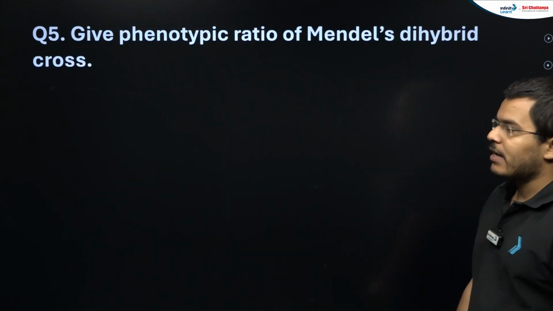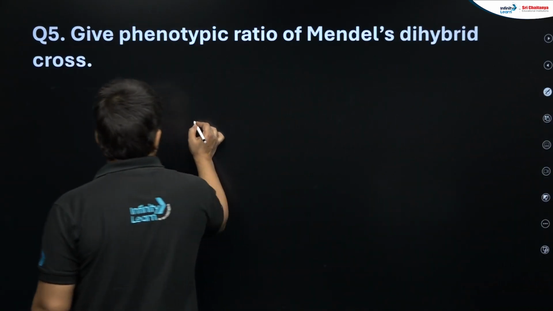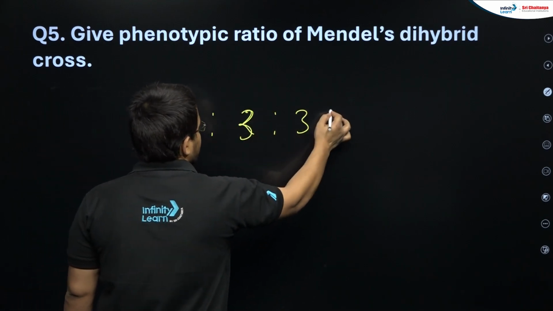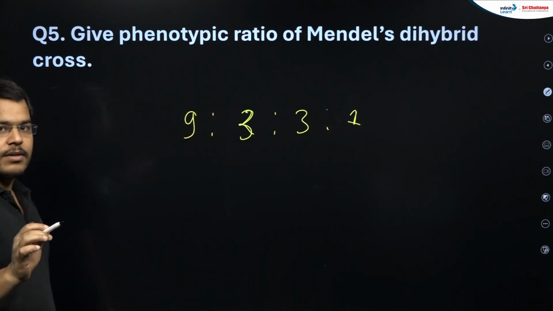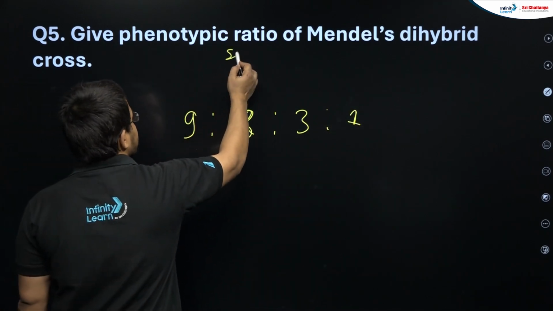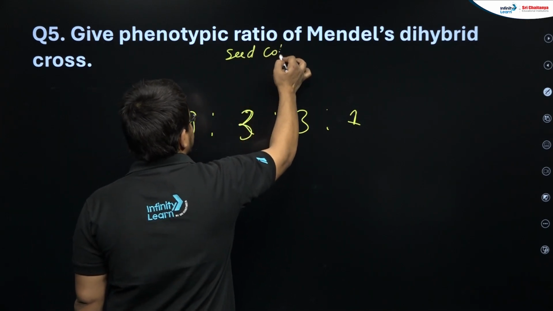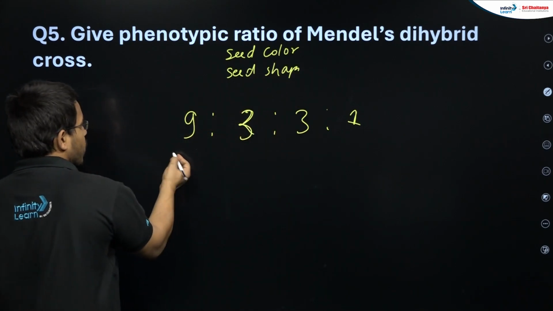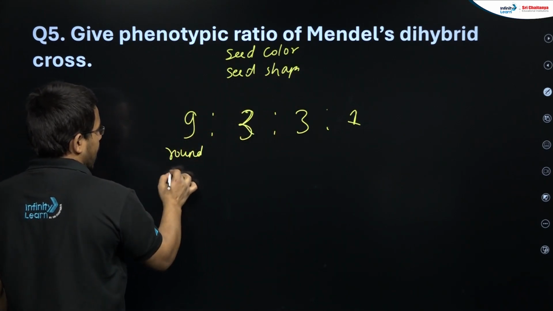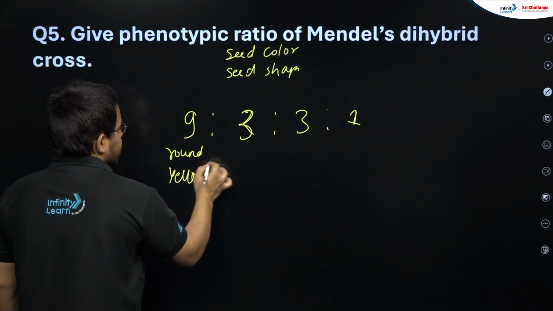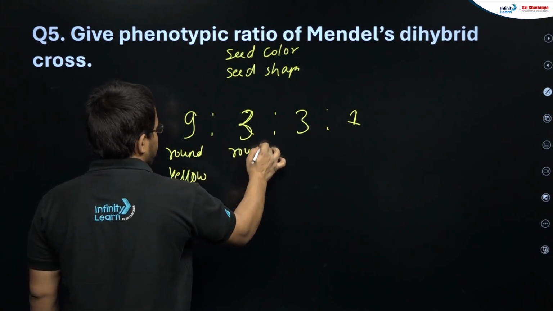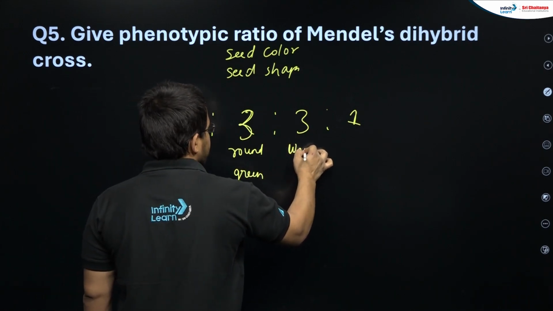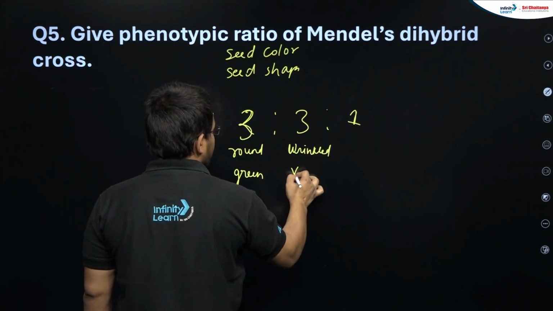Then the phenotypic ratio of Mendel's dihybrid cross, that is very important. Okay, many a time it is there in the exam. It is your 9:3:3:1. We take 2 traits together, right? So students, if we talk about 2 traits, example we can take seed color and your seed shape. So students, your 9 are going to be round and yellow, round shape. 3 are going to be students your round but green. 3 are going to be your wrinkled but yellow.